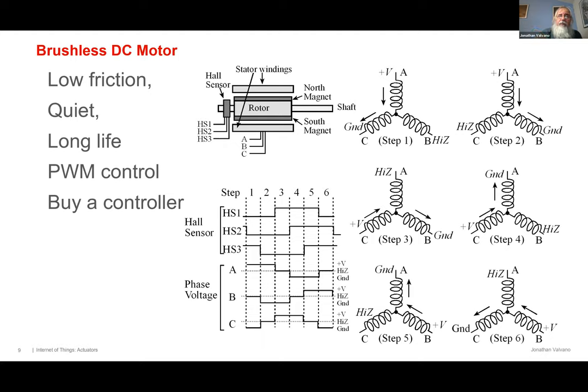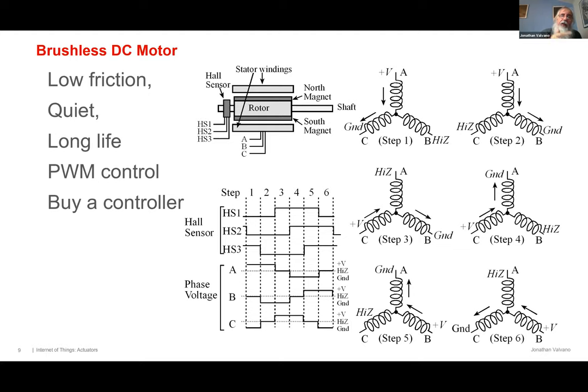And this is one particular brushless motor with 3 different coils, A, B, C, and the current goes either from A to C or from A to B or from C to B or from C to A or from B to A or from B to C, 6 different phases. It's not a stepper motor. It's not open loop. It's closed loop.